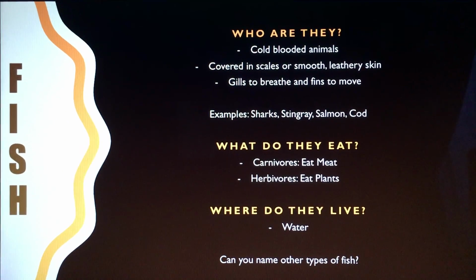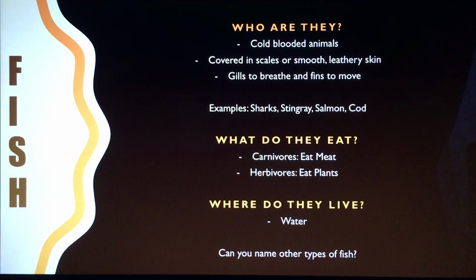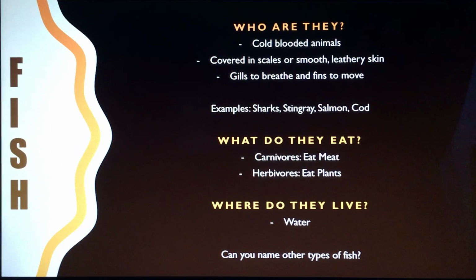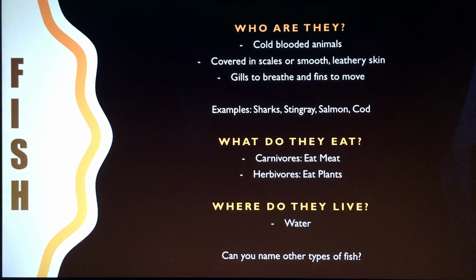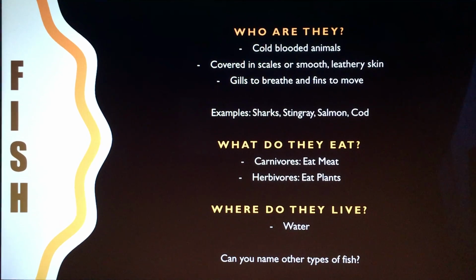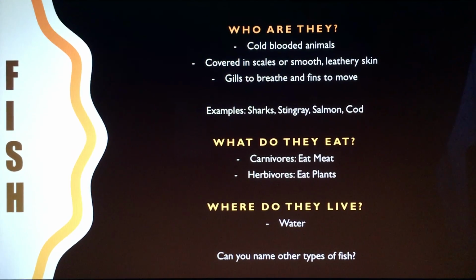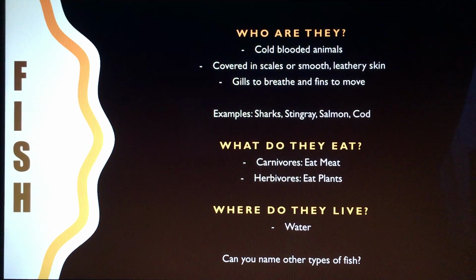The next topic are fish. Fish are cold-blooded animals covered in scales or smooth, leathery skin. They have gills to breathe and fins to move. Some examples are sharks, stingrays, salmon, and cod. They mostly eat meat, or others eat plants. Fish live in the water. Can you name other types of fish? Once students have given me their answers, I will provide them with what my answer is of what defines a fish.